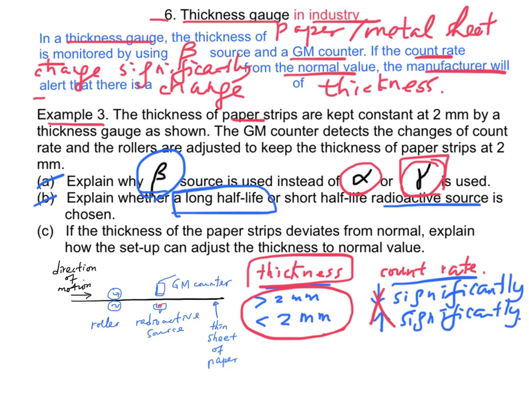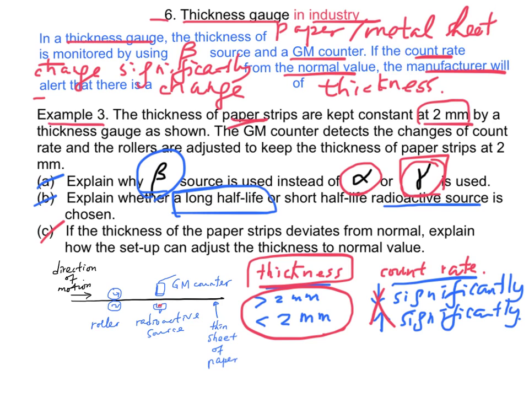For part B, we should use a long half-life radioactive source in this case, so that we don't have to replace the source frequently, as the activity of the source remains at a high value for a long time. If the thickness of the paper strip is 2 mm, the count rate is the standard value.